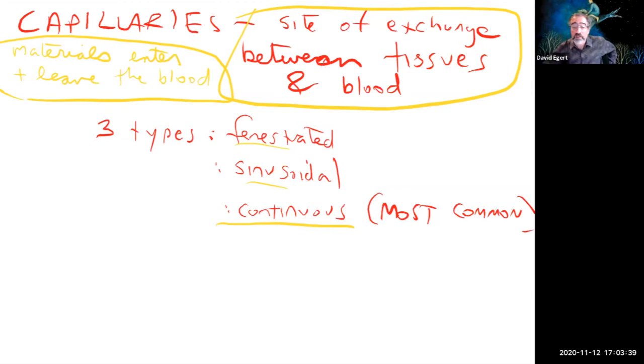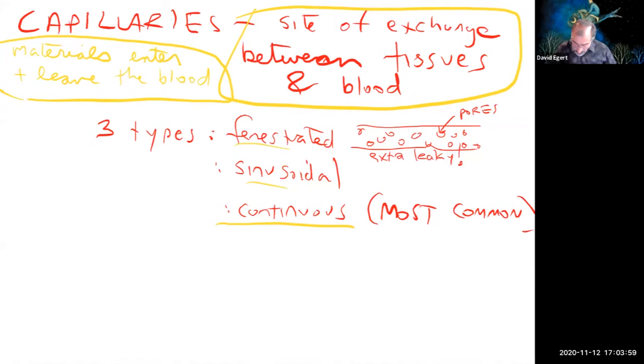Fenestrated means having windows. So a fenestrated capillary has little pores, and these are extra super leaky. A normal capillary has got to be kind of leaky or else things can't enter and leave. So a normal capillary actually is leaky, but a fenestrated capillary is extra leaky.